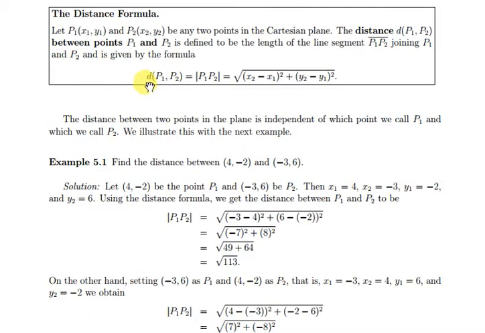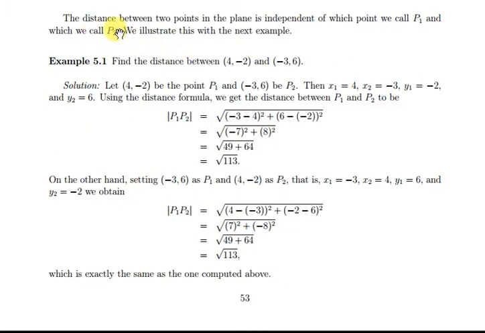The distance of P sub 1 P sub 2 equals the absolute value of P sub 1 P sub 2 equals the square root of x sub 2 minus x sub 1 quantity squared plus y sub 2 minus y sub 1 quantity squared. The distance between two points in the plane is independent of which we call P sub 1 and P sub 2. Okay, we will illustrate the distance through the following examples.